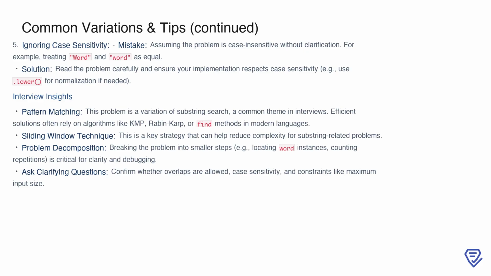Now, from an interview perspective, this problem falls under the category of substring search, which is a common theme in technical interviews. Efficient solutions often involve algorithms like KMP, Rabin-Karp, or simply leveraging built-in string search functions like find. The sliding window technique is another key strategy that can reduce complexity in substring-related problems. By maintaining a window over the sequence, you can avoid redundant computations. Additionally, breaking the problem into smaller steps, locating instances of the word, counting repetitions, and combining results can help ensure clarity and simplify debugging.